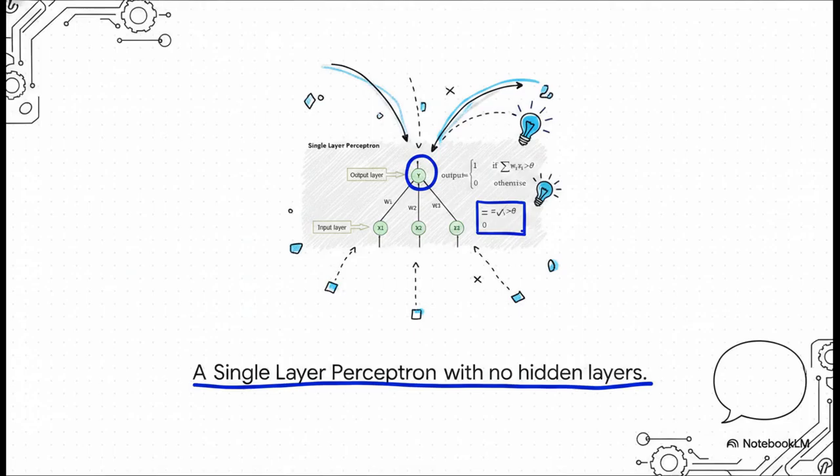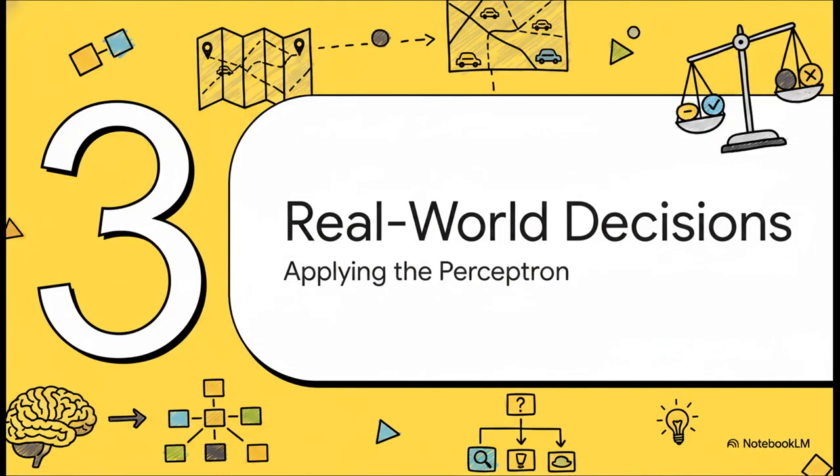The perceptron takes those inputs, multiplies them by their specific connection weights, W1, W2, W3, and just adds them all up. If that sum crosses a specific threshold, boom, it outputs a 1. If it doesn't, it outputs a 0. It's essentially a really simple, elegant decision-making gate. That brings us to Section 3, real-world decision-making.